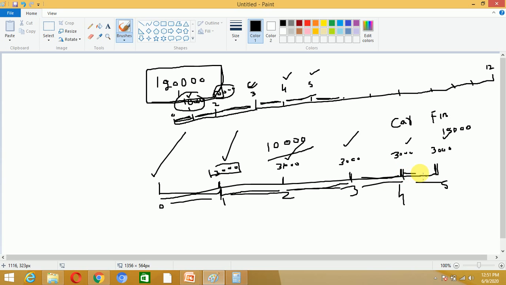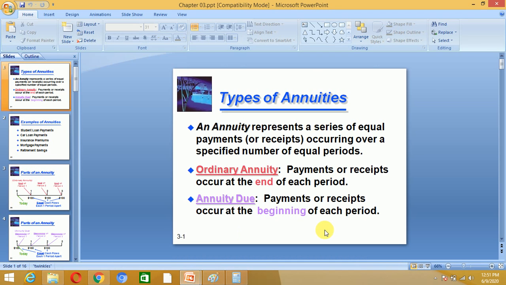See, this is the third. See, this is the fourth. So this type of annuity is called ordinary annuity. Same here: we took a loan, so we are making payment at the end of the month. End of the second month. End of the third month we are making 10,000. End of the fourth month we are making payment of 10,000. So this type of annuity is called ordinary annuity. Payments or receipts occur at the end of each period.